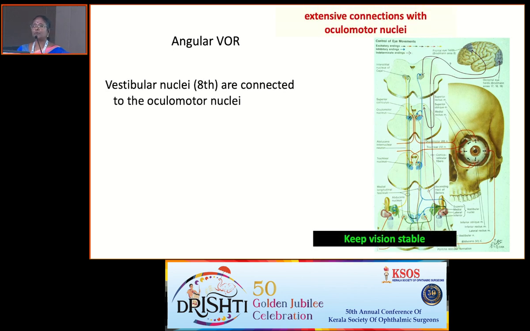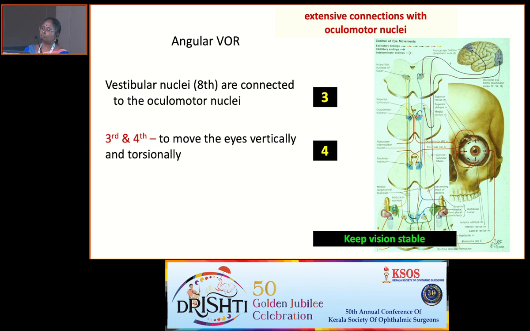So the vestibular nuclei, it is always connected to the oculomotor nuclei. One is the third and fourth to move the eyes vertically as well as torsionally, and sixth and third to move the eyes horizontally. This keeps our vision stable and you are able to maintain a visual horizon with whatever position you make with your head.